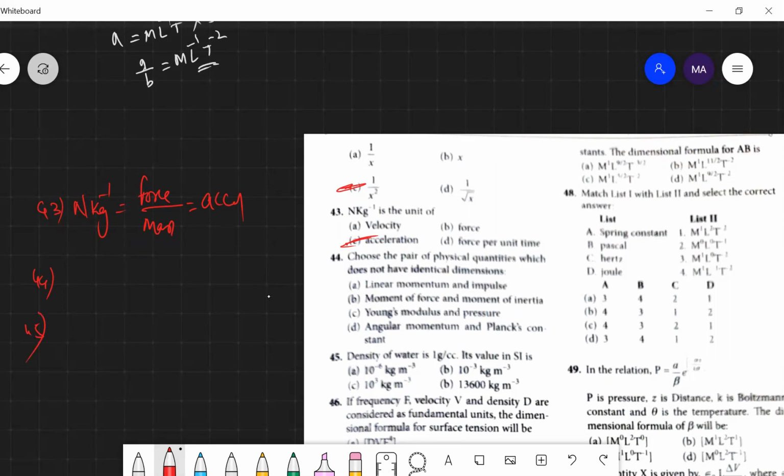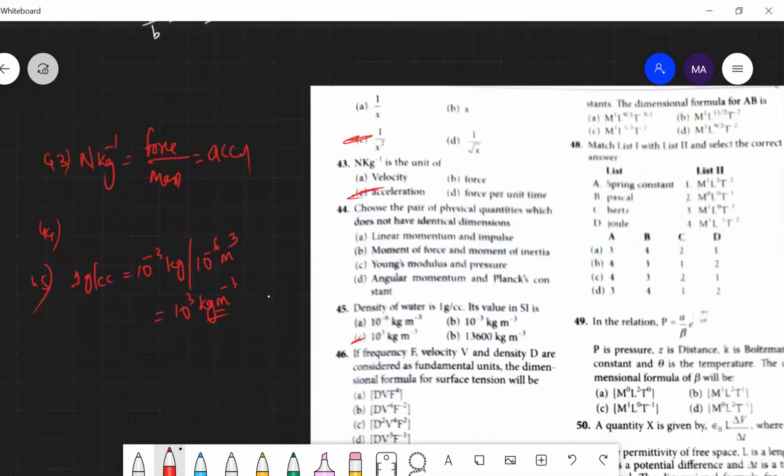Question 45. Density of water is 1 gram per cc. Its value in the SI system will be equal to how much? See, 1 gram per cc is equal to 10 to the power of minus 3 kg divided by 10 to the power of minus 6 meter cube. So that will come out as 10 to the power of 3 kg meter inverse cube. So what will be the answer for that one? 10 to the power of 3 kg meter inverse cube. That one is the answer.